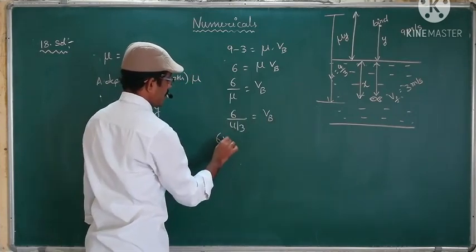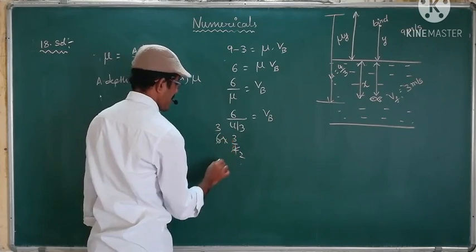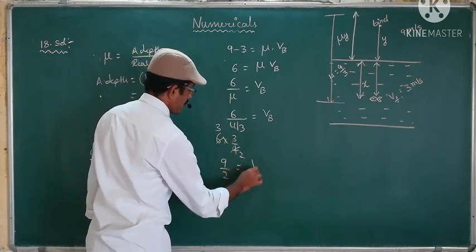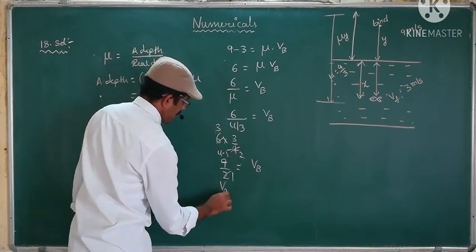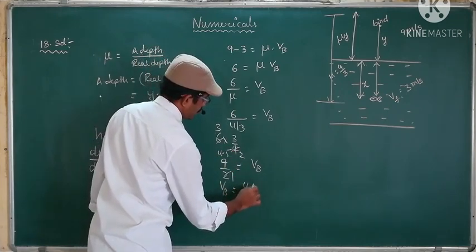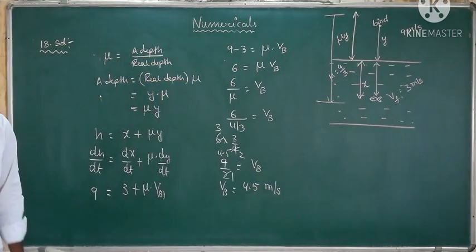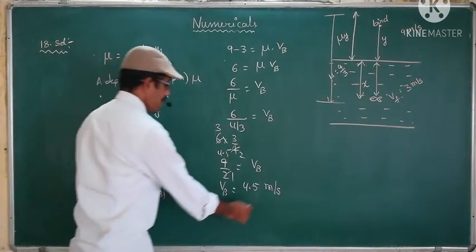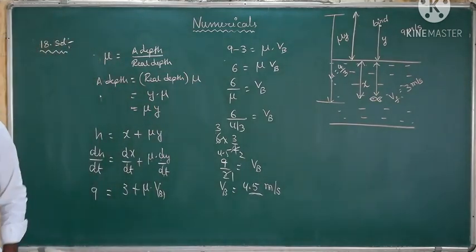So 6 into 3 by 4. 2 2s are 2, 2 3s are 6, 3 3s are 9. 9 by 2 is equal to Vb. 2 1s are 2, this is 4.5. So Vb is equal to 4.5 meters per second. This is the original velocity of the bird which is diving towards the fish.